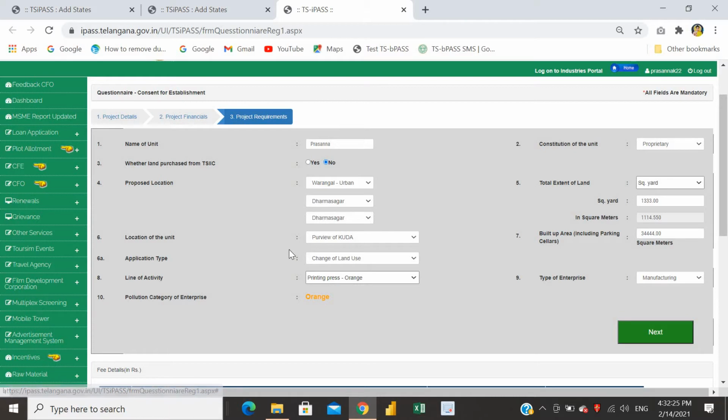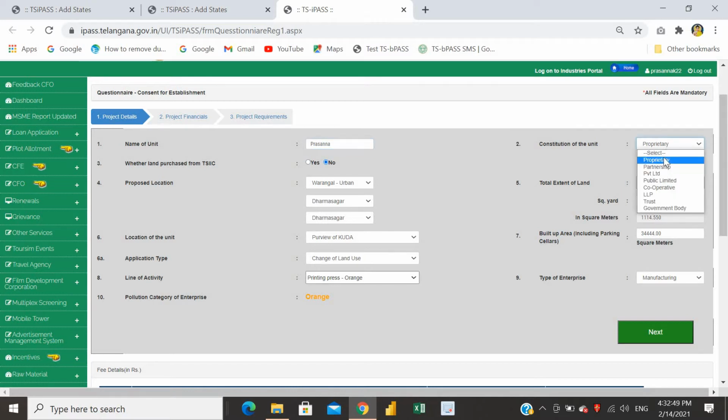Under the project requirements we find a lot of questions, which enable the system to know what approvals are applicable for the particular specific project. So let us start with the project details. What's the name of the unit? I'm just giving my name.